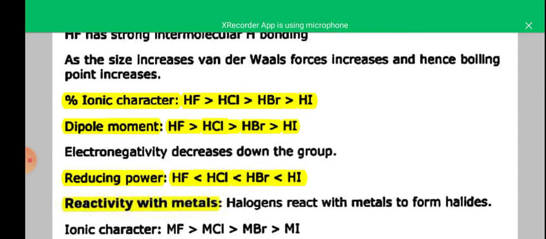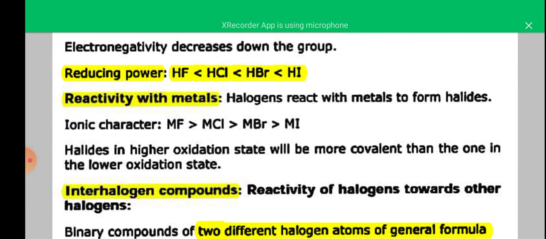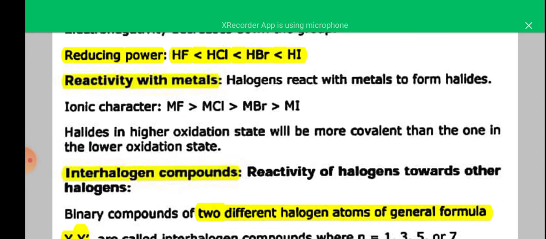Now ionic character: the percentage of ionic character is more in HF, and it decreases from HF to HCl to HBr and HI. And reducing power of different hydrogen halides: reducing power of HF is less than HCl, which is less than HBr, which is less than HI.